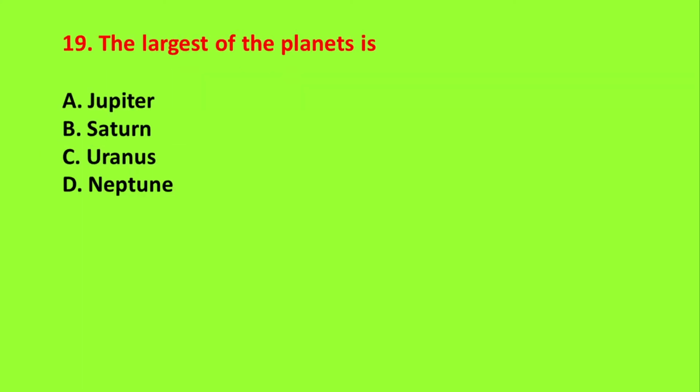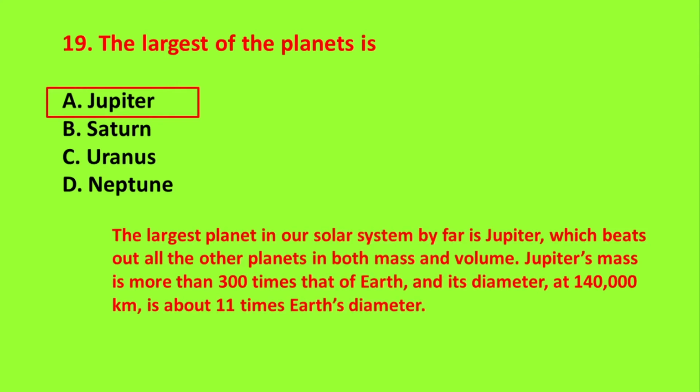Question number 19. The largest of the planets is A. Jupiter, B. Saturn, C. Uranus, D. Neptune. The correct option is option A. Jupiter. And for your kind information, the largest planet in our solar system by far is Jupiter, which beats out all the other planets in both mass and volume.